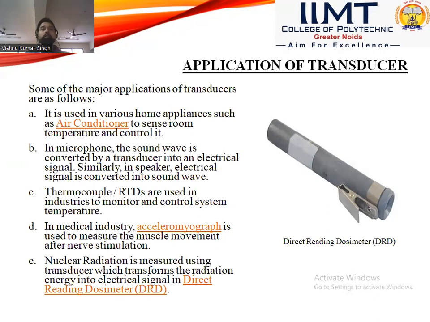Thermocouples are used in industries to monitor and control system temperature. In medical industry, accelerometograph is used to measure the muscle movement after nerve stimulation. Nuclear radiation is measured using transducer, which transforms the radiation energy into electrical signal in direct reading dosimeter.